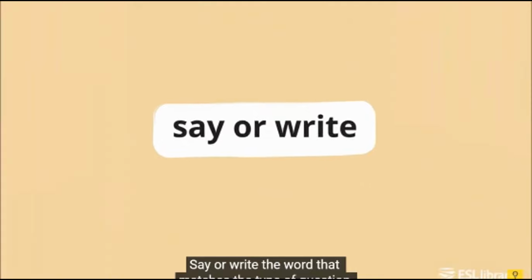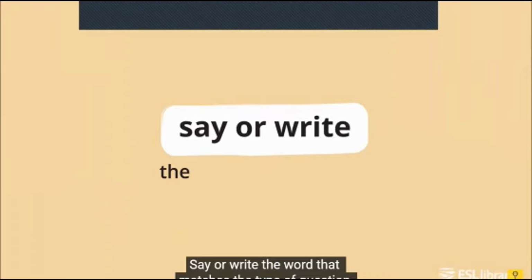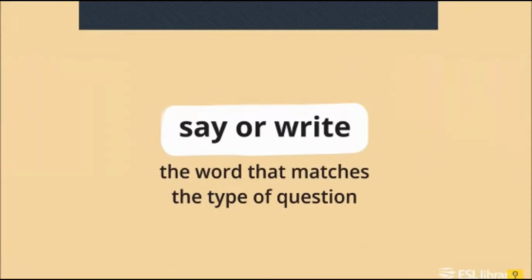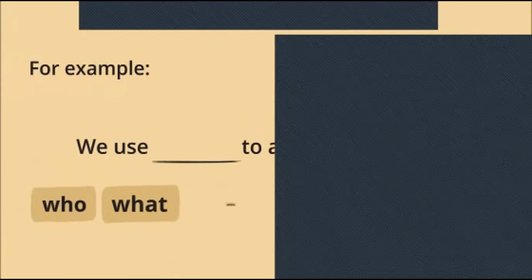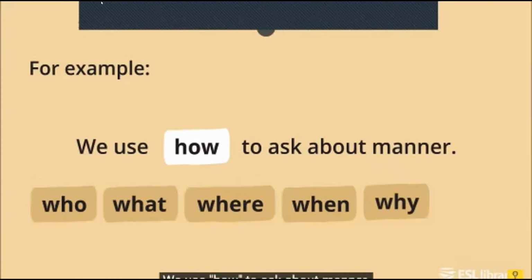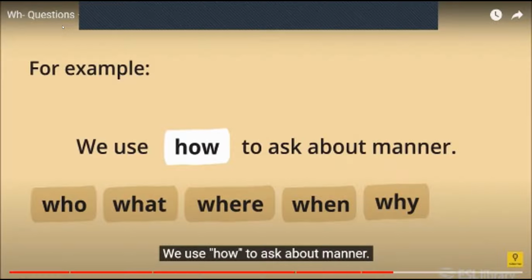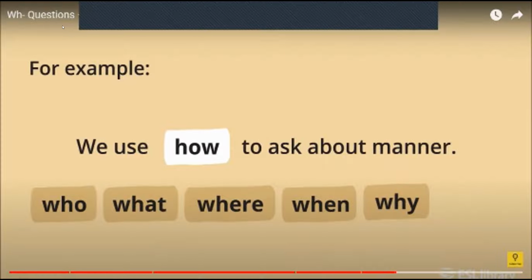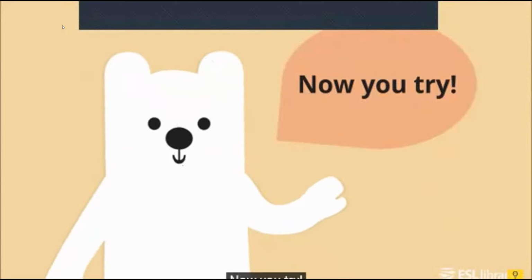Look at the WH word list. Say or write the word that matches the type of question. For example, we use how to ask about manner. Now you try.